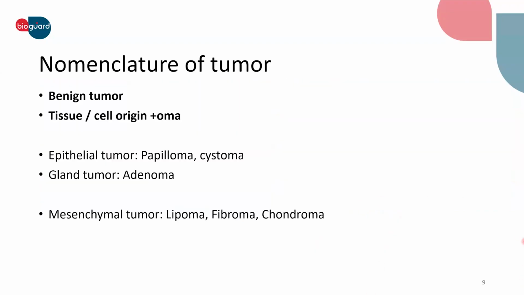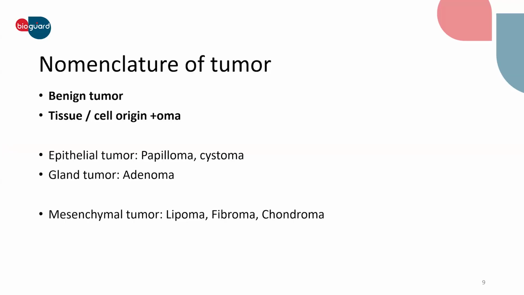Now that we've talked about what a tumor is, let's move to how we actually name different types of tumors. In some cases, tumor names are based on two things: the tissue or cell they come from, and a suffix that tells us something about how they behave. Let's start with benign tumors. The naming rule here is pretty straightforward. It's tissue or cell type plus the suffix -oma.